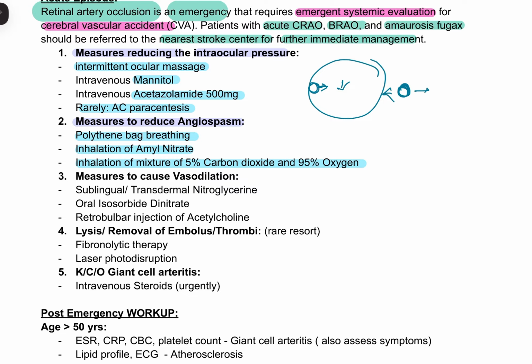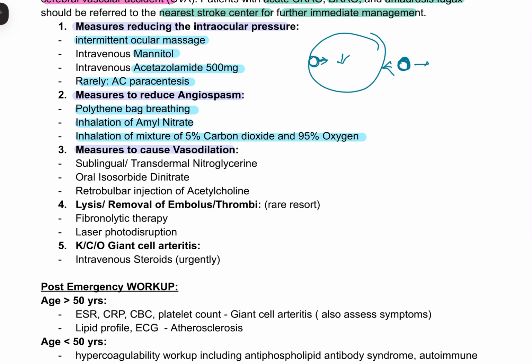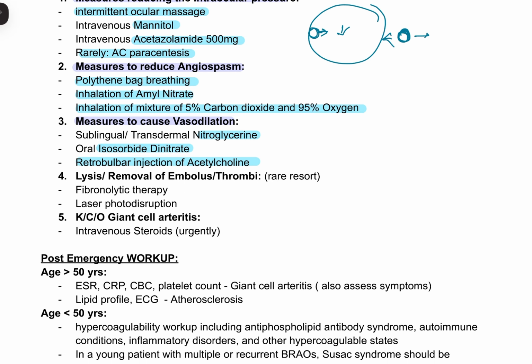Next are measures to increase the arterial diameter, that is, to cause vasodilation. Vasodilators, examples: nitroglycerin, isosorbide dinitrate, and rarely retrobulbar injection of acetylcholine. Simple, right? Next, you have a thrombus or embolus in the blood vessel. You need to lyse it or damage it, so use fibrinolytics or laser photodisruption.